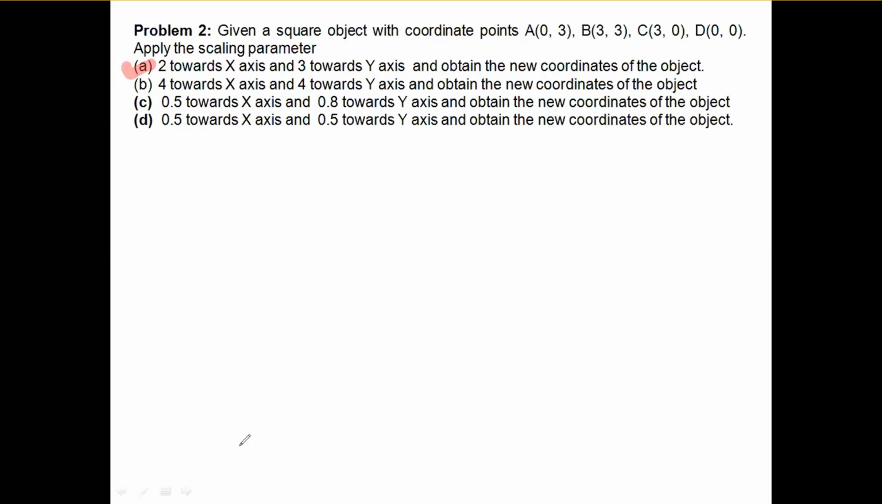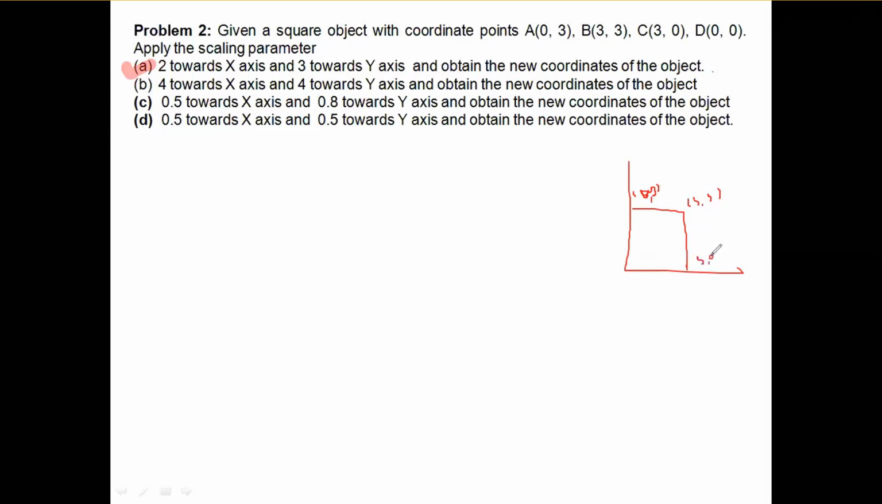That is your 2 towards x-axis and 3 towards y-axis, and obtain the new coordinates of the object. So the object is the same, that is this. Okay, so 3, 0, sorry, it is 0, 3, 0, and 0, 0.